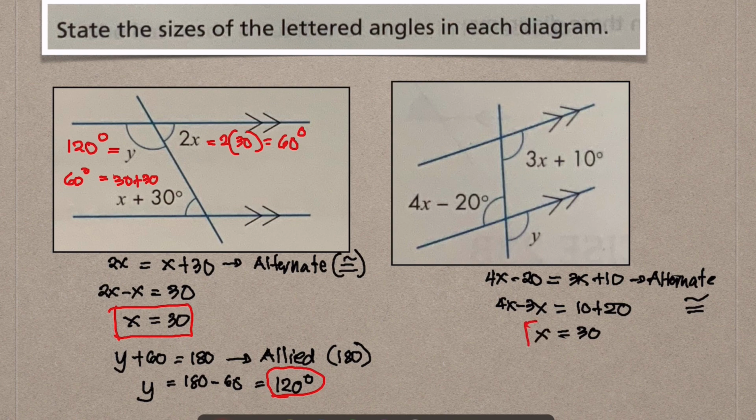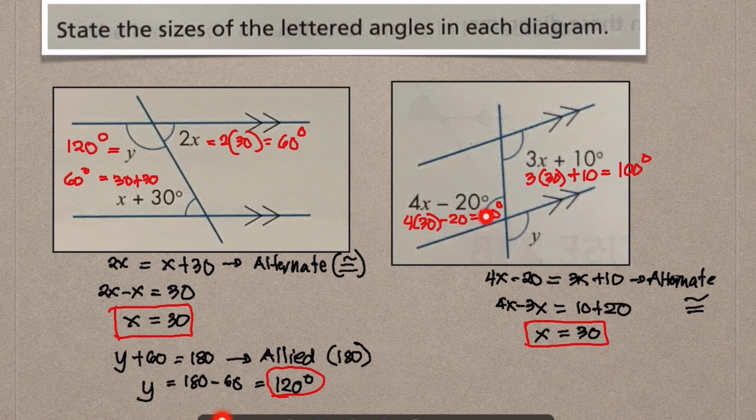So since we now have the value of x, which is equal to 30, then we substitute to find out the measurement of the angles. 3 times 30 plus 10 is equal to 100. So therefore, the measurement of this one is 100. On the other side, 4x minus 20. So 4 times 30 minus 20. So 100 also. 120 minus 20 is 100.